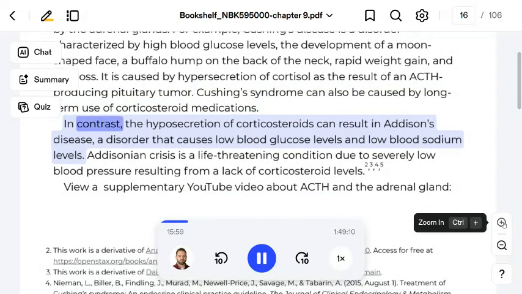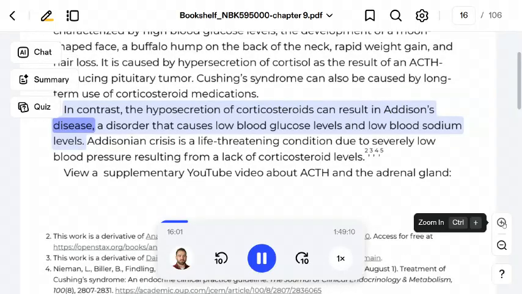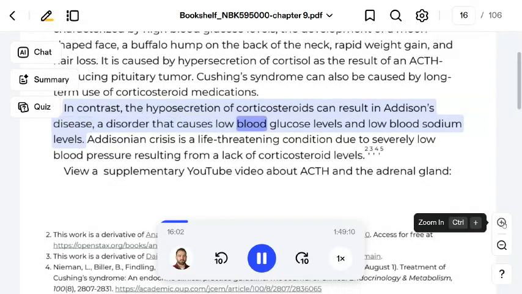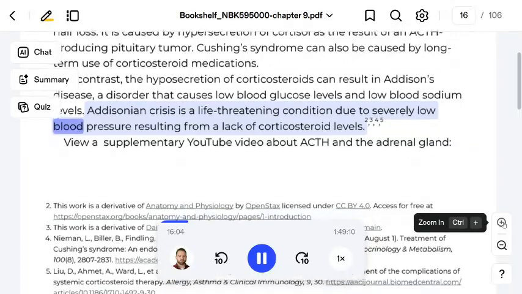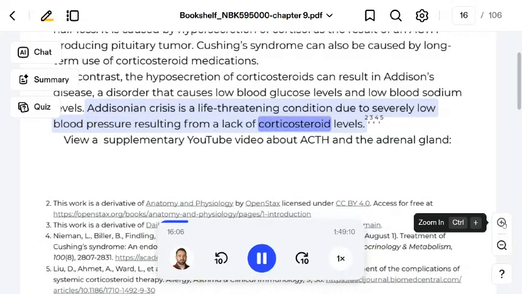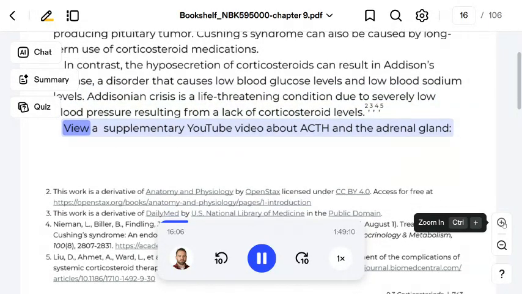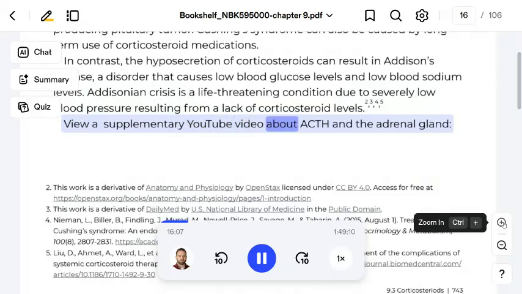In contrast, the hyposecretion of corticosteroids can result in Addison's disease, a disorder that causes low blood glucose levels and low blood sodium levels. Addisonian crisis is a life-threatening condition due to severely low blood pressure resulting from a lack of corticosteroid levels. View a supplementary YouTube video about ACTH and the adrenal gland.